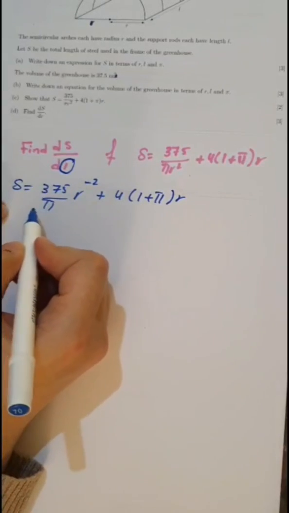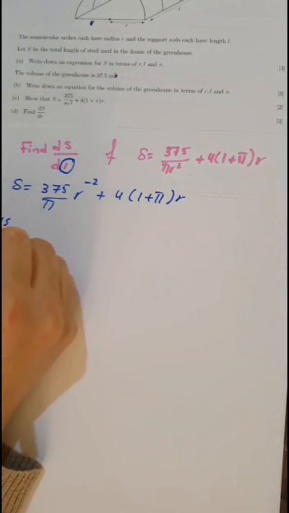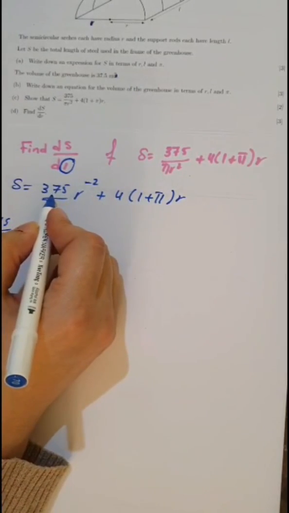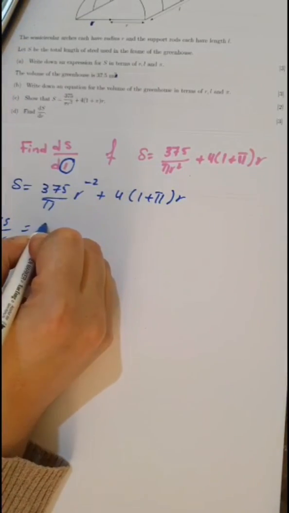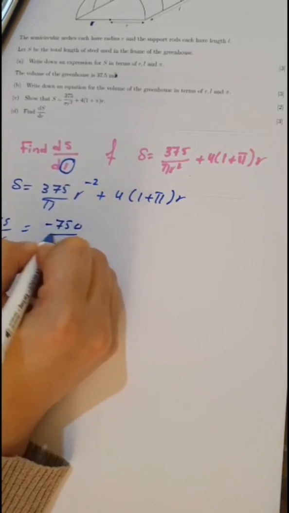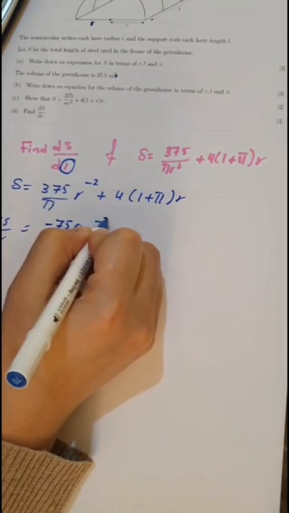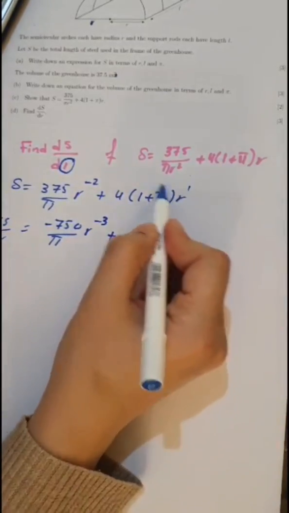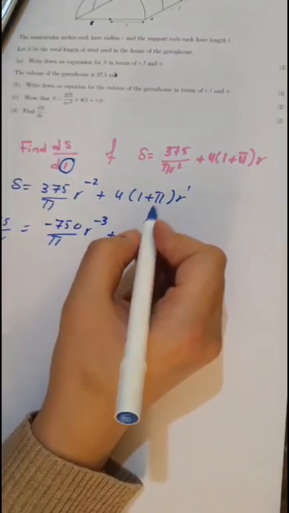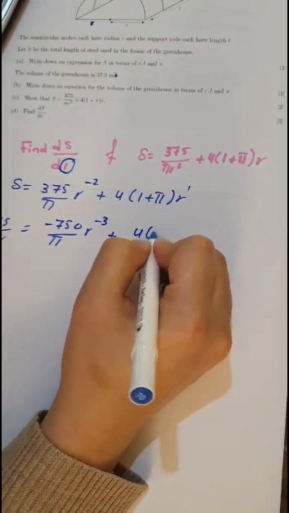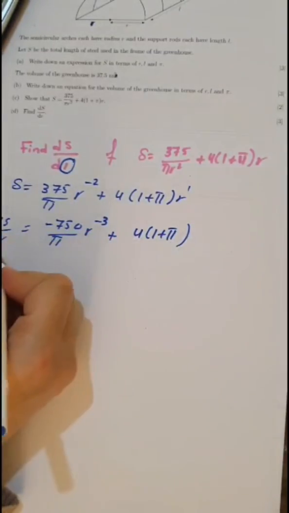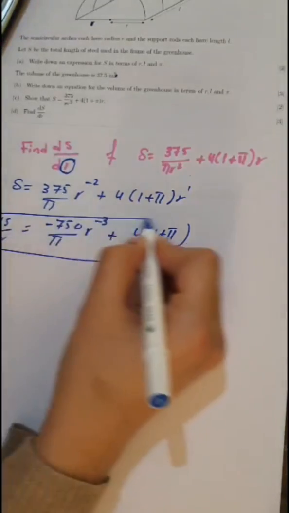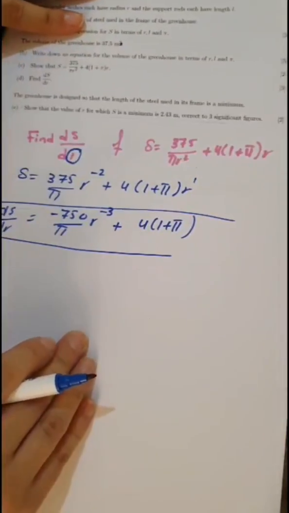So in this case, if I want to find the derivative of S in terms of r, I'm gonna multiply this part by -2. So I'm gonna get it equal to -750 over pi, and r will become to the power of -3. And in this case, r to the power of 1, so I'm gonna multiply all of this by 1. I'm gonna get 4 multiplied by 1 plus pi. So this is the derivative of S over r. Okay, we're done with this part. I'm going for the next part now.